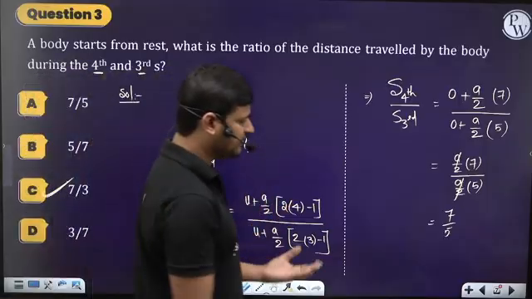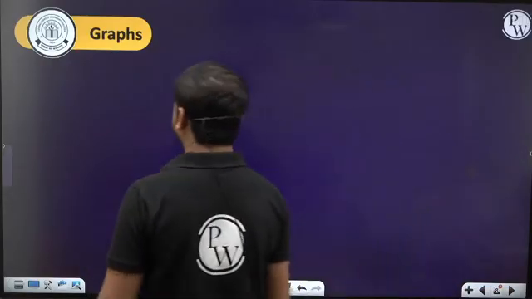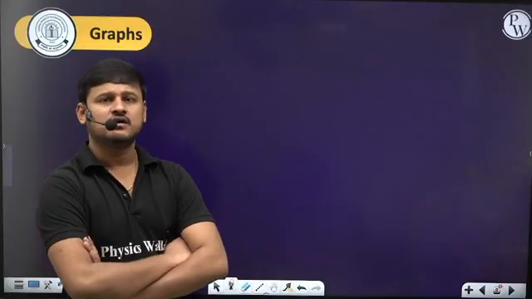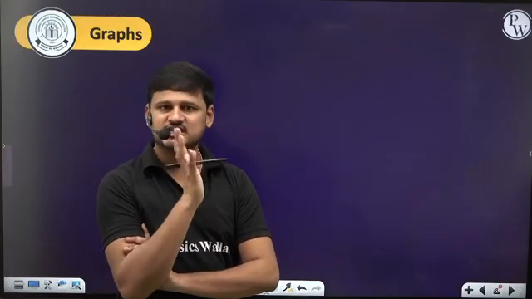So let's move further. Now let's go for the graphs. I hope you are clear with the distance covered in the nth second. The distance covered in n seconds is different, and the distance covered in the nth second is different.